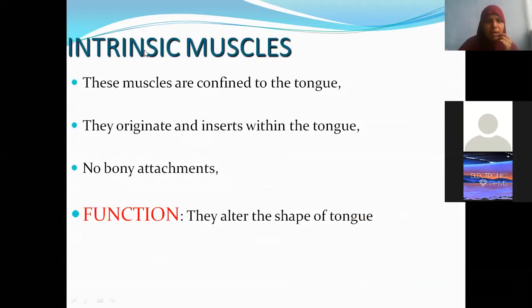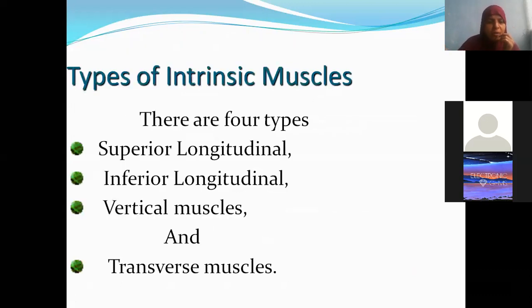These muscles, the intrinsic ones, are confined to the tongue. They originate in the tongue and get inserted there itself. They don't have any bony attachment. They help in altering the shape of the tongue, like when we do pranayama techniques, rolling the tongue, something like that, if you are aware of it. So the types of intrinsic muscles: superior longitudinal, inferior longitudinal, vertical and transverse.